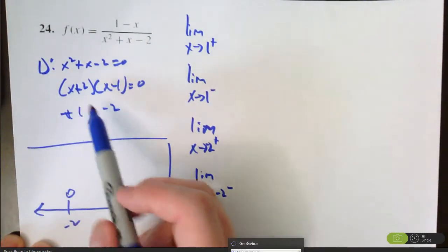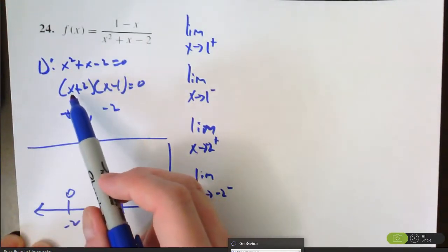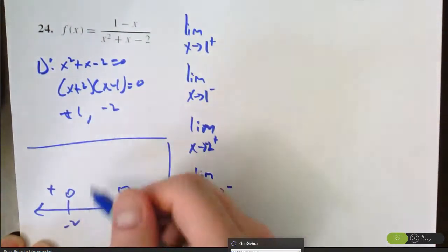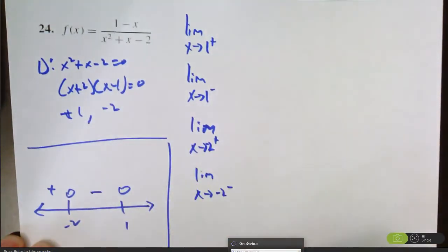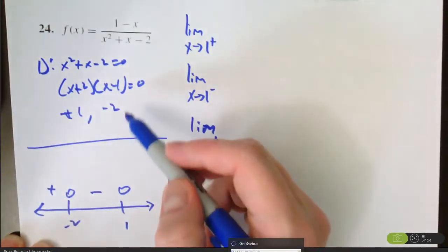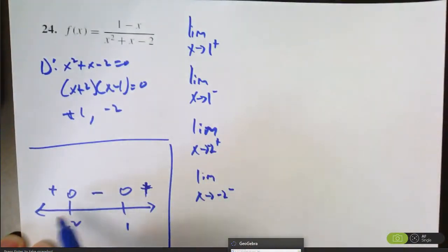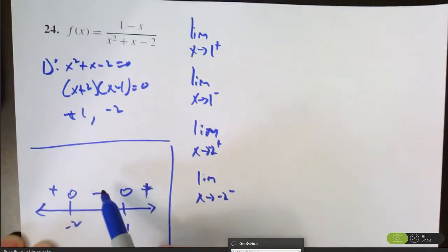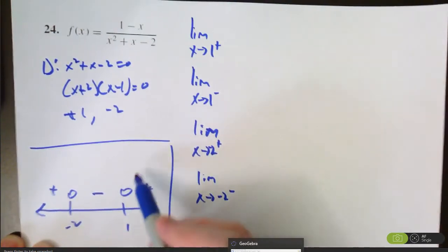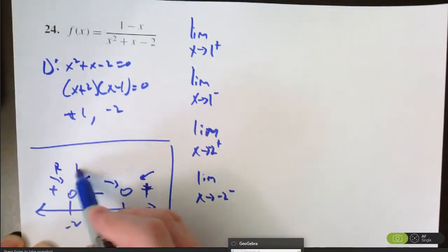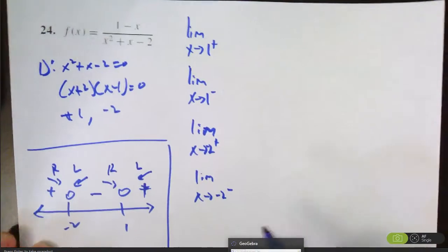So again, pick a number left of negative 2, like negative 5. That's negative times negative, positive. Between negative 2 and 1, a number like 0, it's positive times negative, it's negative. A number right of 1, like 7, positive and positive, the product is positive. So I know from the left and right, even though these are approaching 0, this is a positive 0, this is a negative 0, negative 0, positive 0, coming from those directions. So this is from the right, from the left, from the right, from the left.